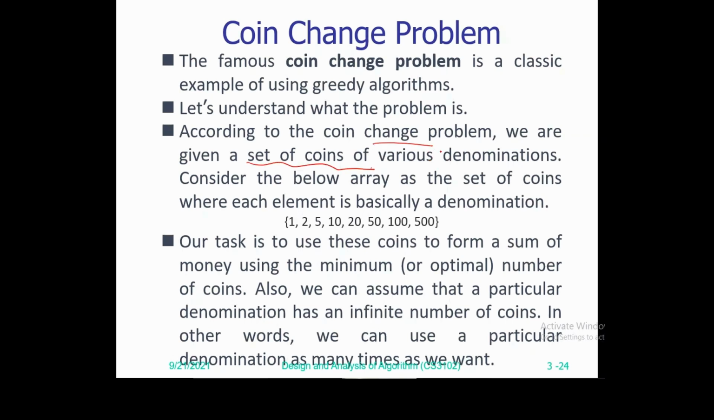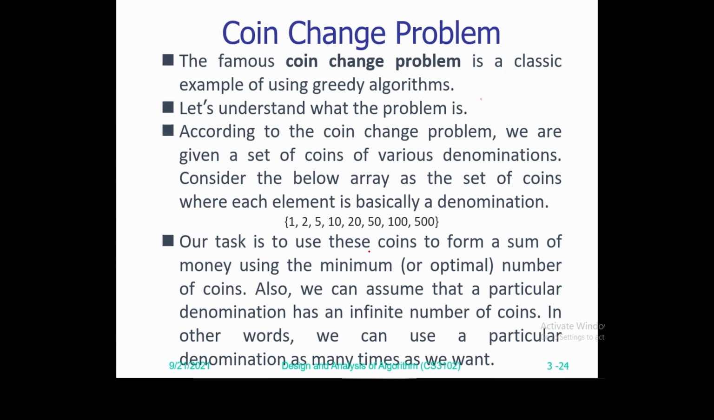Okay, listen carefully. We are given a set of coins of various denominations like 1 rupee coins, 2 rupee coins, 5 rupee coins, like this. So consider the below array as a set of coins where each element is basically a denomination. Like this is 1 rupee, this is 2, this is 5. Also, we have no limit on how many coins we have.